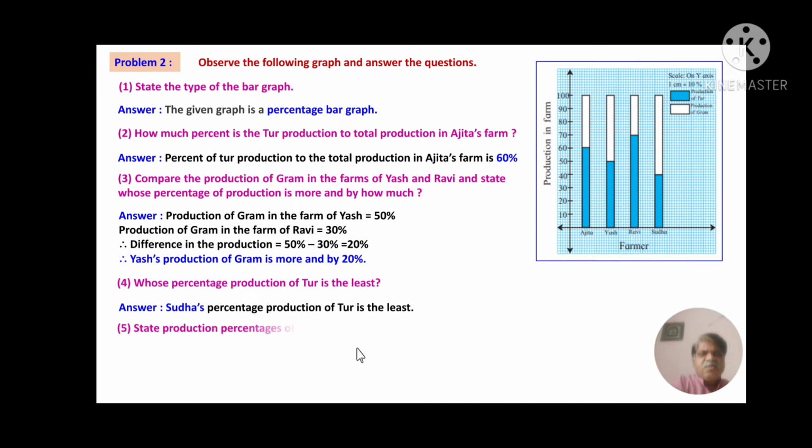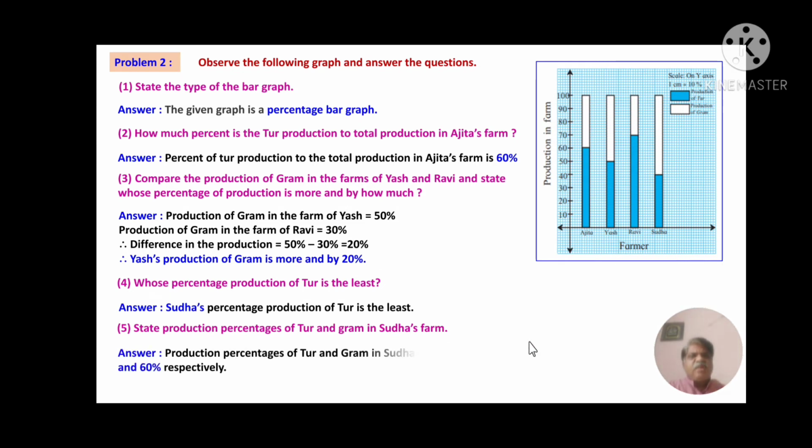Next we'll see, state the production percentage of tur and gram in Sudha's farm. Here you can see tur is 40%, and the remaining 60% white bar is the gram. So we can write here that the production percentage of tur and gram in Sudha's farm are respectively 40% and 60%. So I think you got this one. Yes, these are the questions that could be asked on this graph.